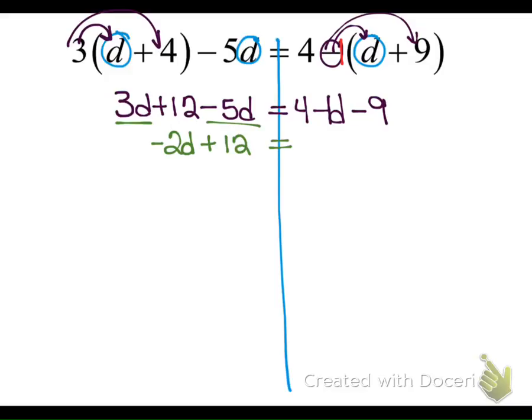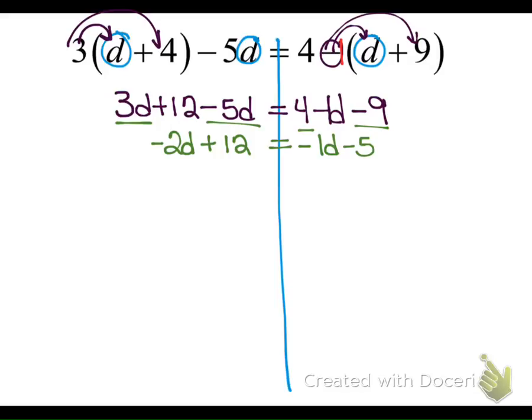On my right side, do I have anything that has the variable d with it besides the negative 1d? No. So I'm first going to bring down my negative 1d because I like to put my variables down first. It just keeps my work easier to read, easier to solve. So then what are my like terms on this one? 4 and negative 9. So what's 4 minus 9? Negative 5. Okay. So I've distributed. I've combined like terms.